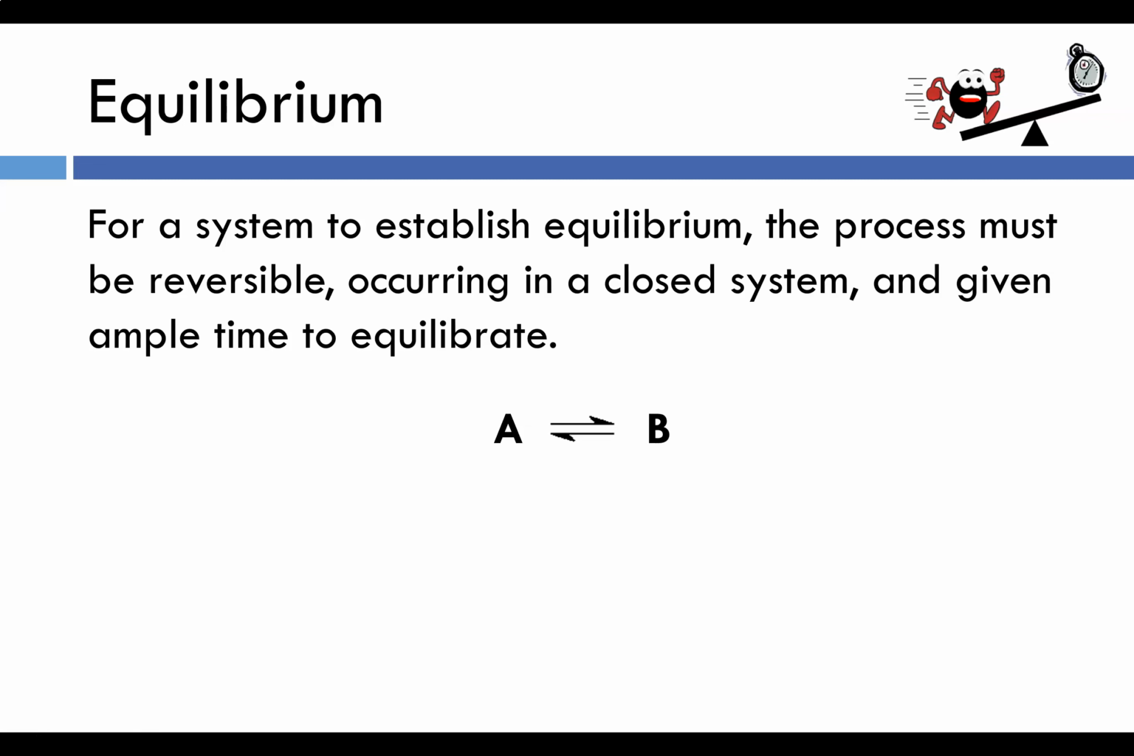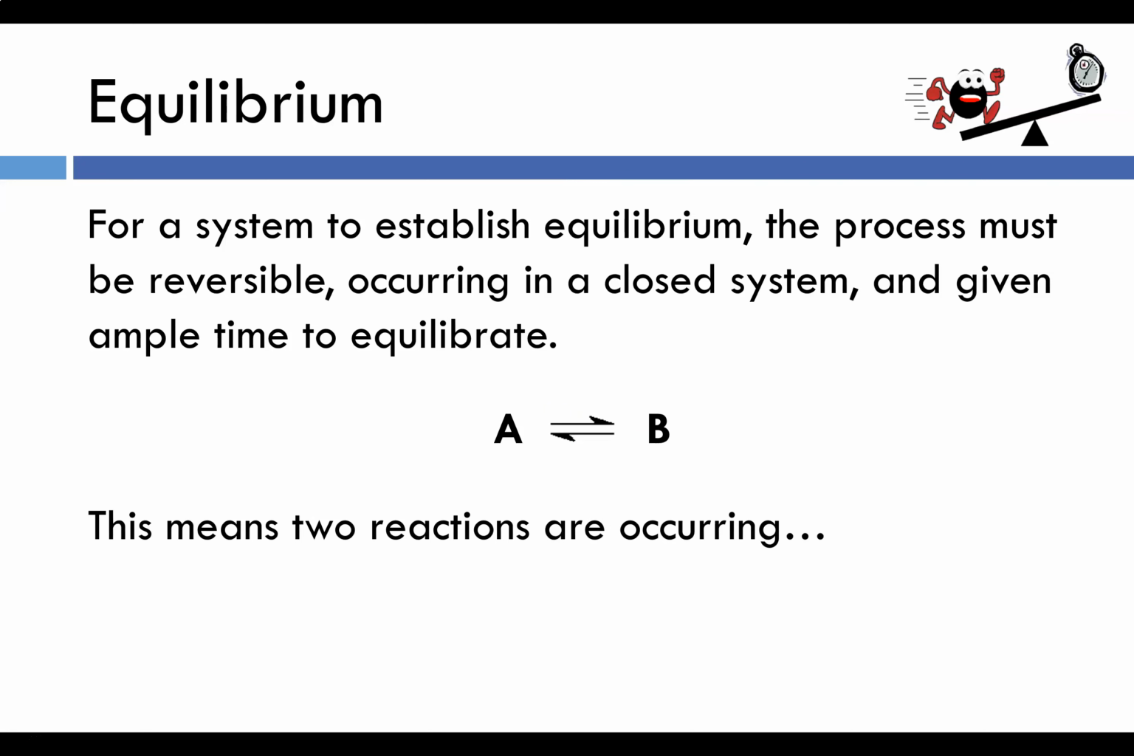Anytime we go to write a reversible reaction, we're going to use this arrow, kind of like a split double-headed arrow. This represents that the reaction is reversible. Please note this does not mean the system is necessarily at equilibrium. It's just telling you that this process is reversible. In other words, you've got two different reactions occurring at the same time. We have our forward reaction, A turning into B, and we have our reverse reaction, B turning into A.